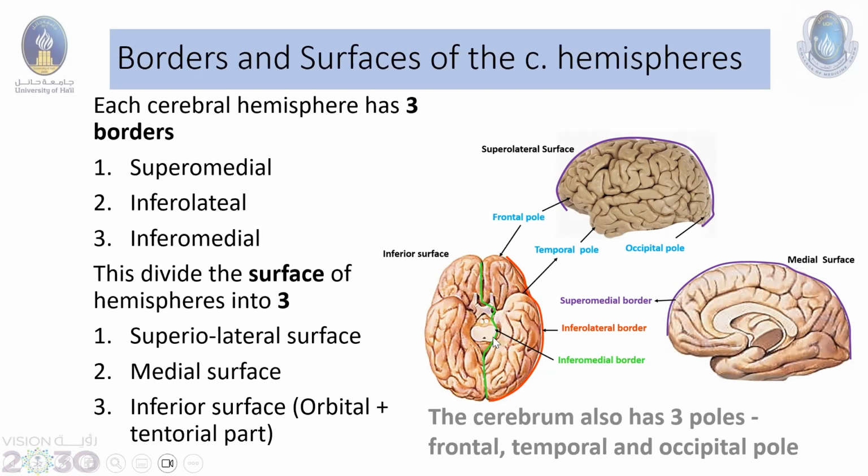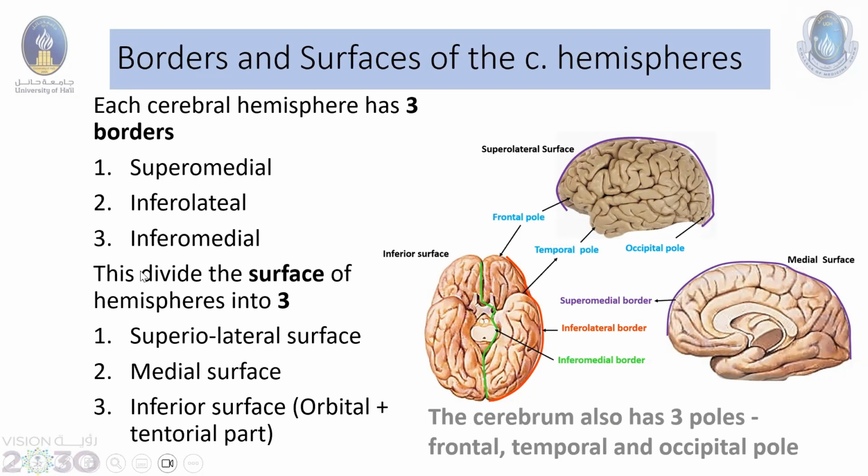So this green colored line is showing you the inferior-medial border on either side, and this is the inferolateral border. This red line is shown here, and this blue colored line is showing you the superior-medial border. So superiorly, we have only one border, the superior-medial border, but inferiorly, you can see two borders, inferolateral and inferior-medial. So these are the three borders of each cerebral hemisphere.